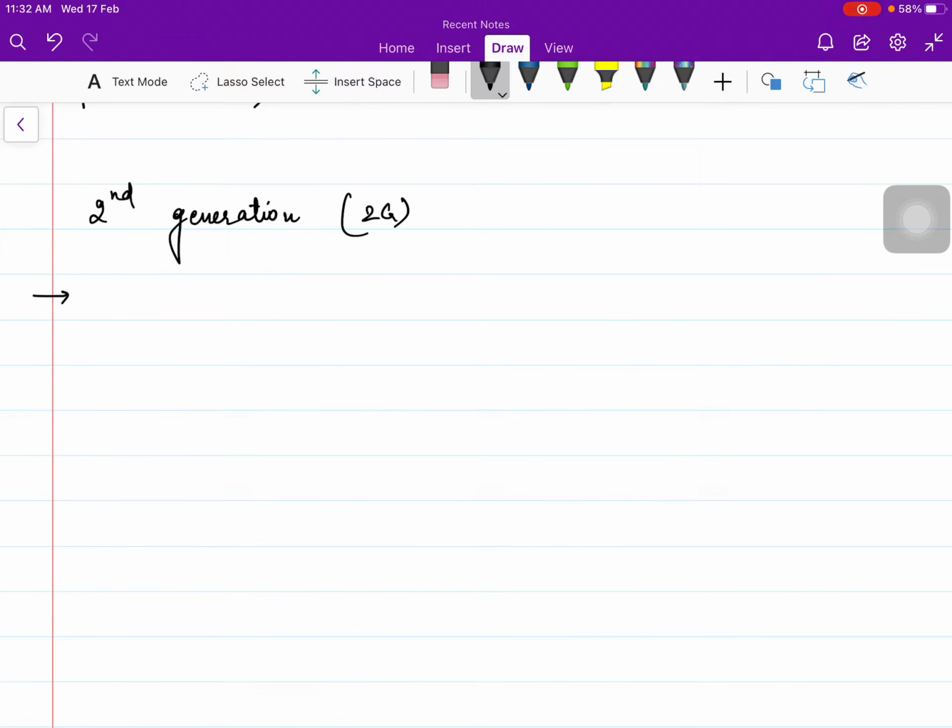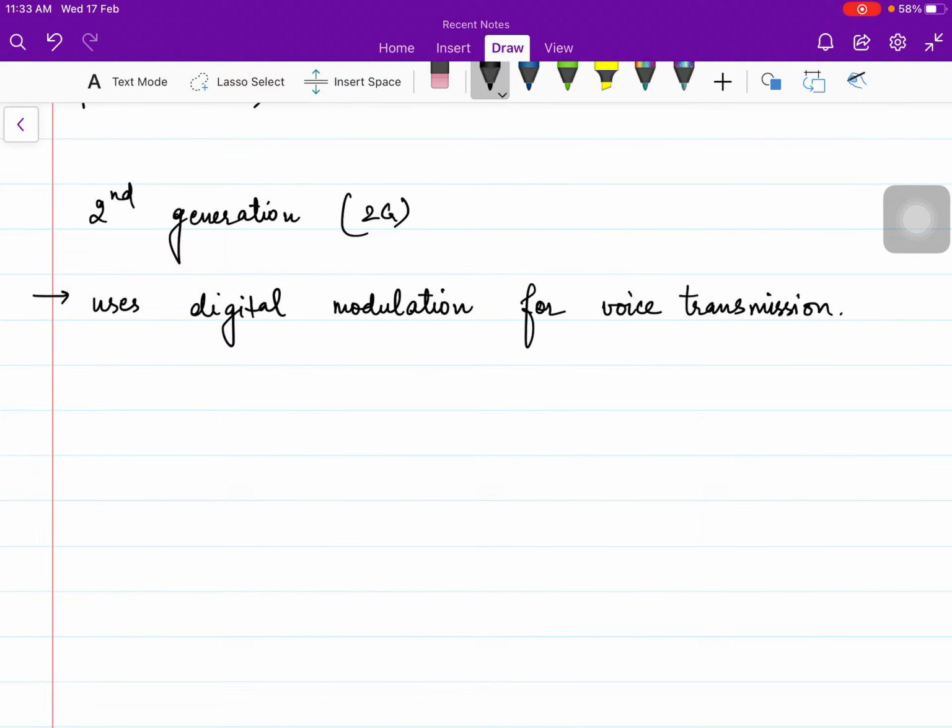And the third thing that we should remember is the spectrum sharing technique. The spectrum sharing was based on TDMA this time and CDMA. So let's quote them down. Second generation uses digital modulation for voice transmission. As you can see here, the word digital has come, which means a sequence of 1s and 0s. That means here the data will be more secure. So due to the digital modulation scheme, the data is secure here.